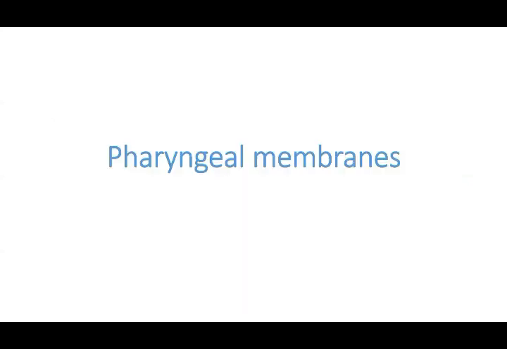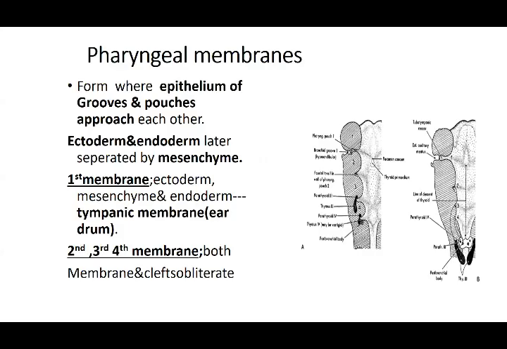Then is the pharyngeal membranes. These pharyngeal membranes are where the epithelium grooves and pouches approach each other. You see in the middle, because the cleft on the outside is ectoderm, endoderm is the pouch on the inner side, and the lined portion in the center is your mesenchyme. Where these three meet, that is going to be called the membrane.